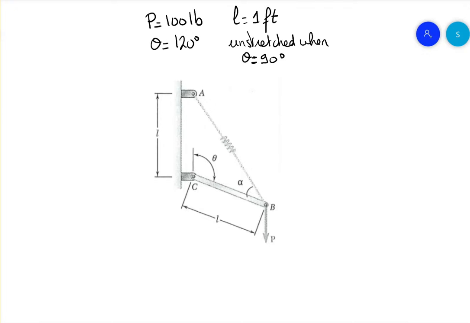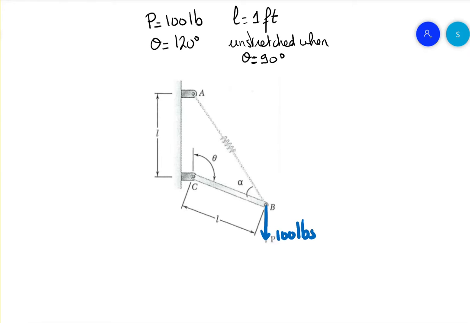So we have little rod CB that is attached by a pin connection at C, and at B there's a pin connection with the spring. Okay, and we apply a force that we know of 100 pounds. That's the force P.